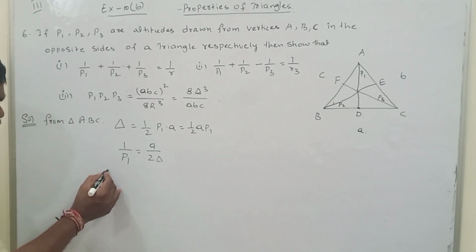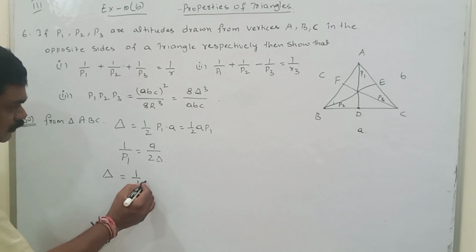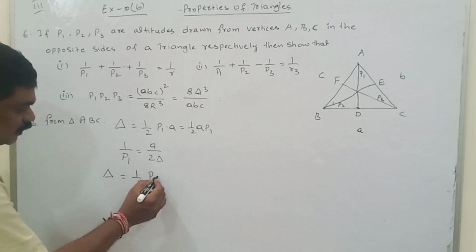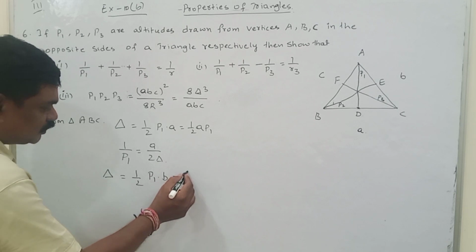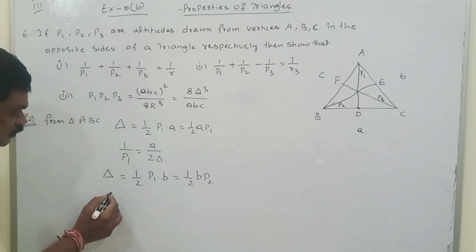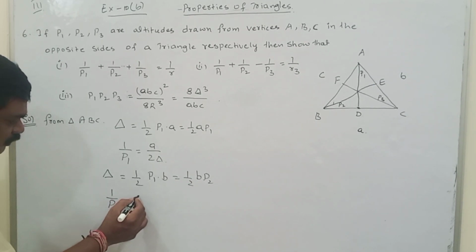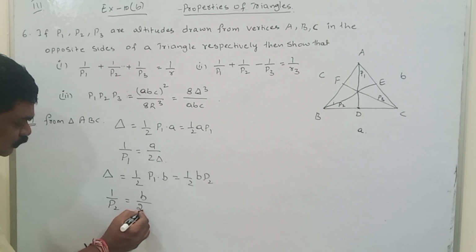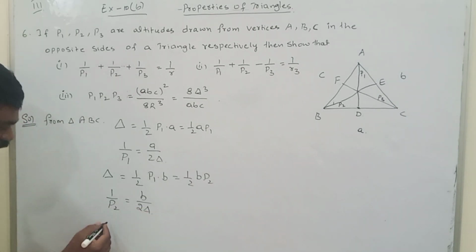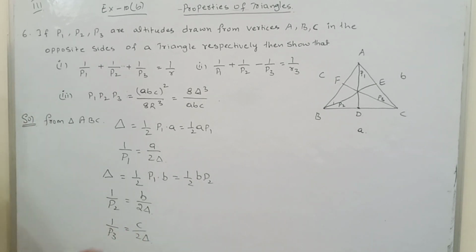Similarly, triangle ABC area is 1 by 2 into P2 altitude into b, which is 1 by 2 b P2. So here 1 by P2 is equal to what? That is b by 2 delta. Similarly, 1 by P3 is equal to c by 2 delta.